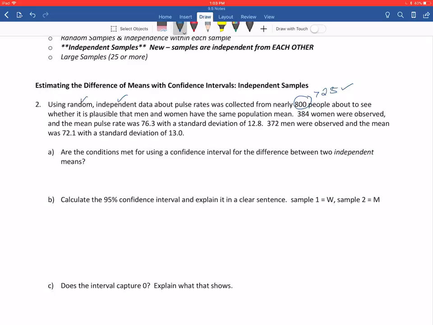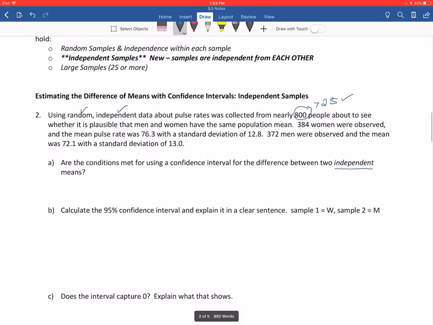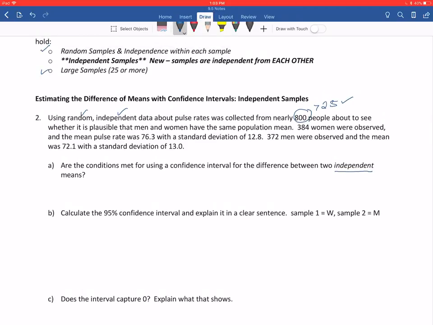Are the conditions met for using the confidence interval between 2 independent means? Well, I've already checked off, again, 1 and 3. So the only other thing we have to check off is, do we really believe these samples are independent from each other? If it's a random group of men and a random group of women that were studied, these should be independent from each other. They're 2 completely separate groups. It didn't tell us any kind of a relationship between them that would lead me to think paired. So yes, these are independent samples.